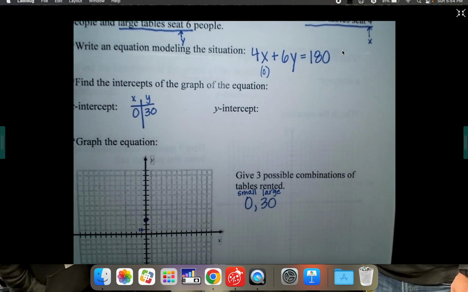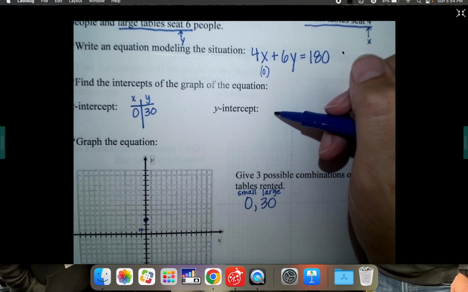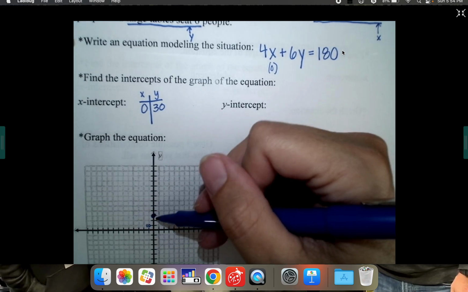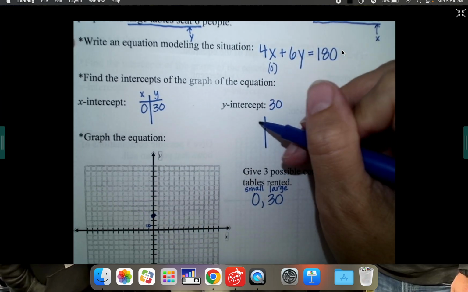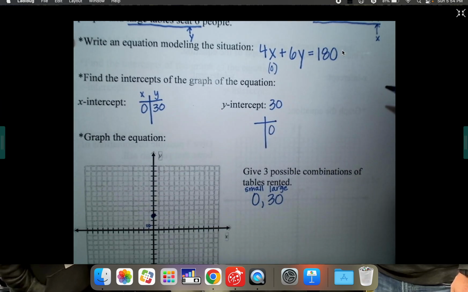Okay. Now let's find the, actually I wrote that 0, 30 here. That's the y-intercept, 30. So let's make a table where now 0 is the y.